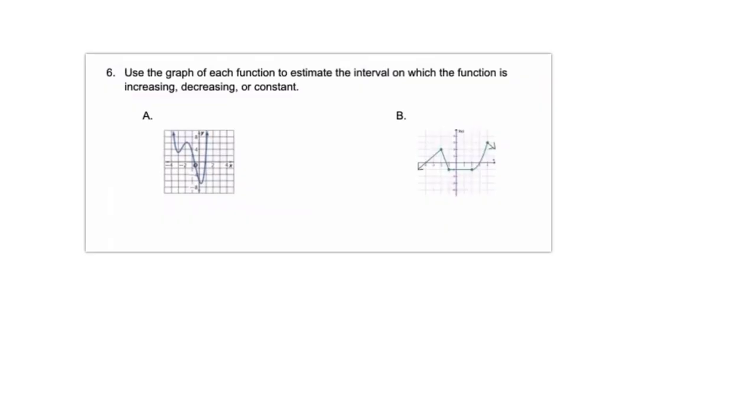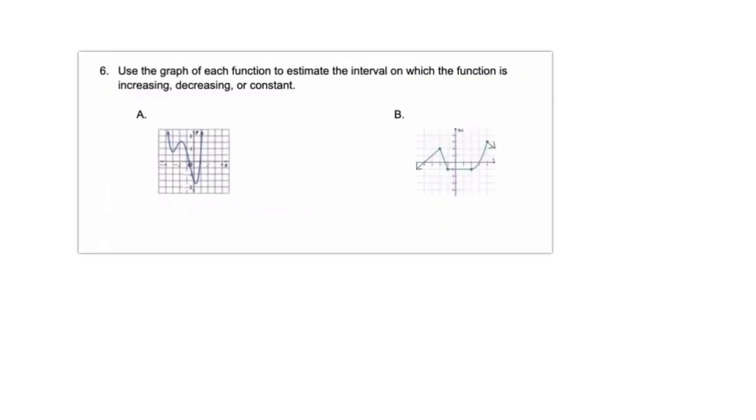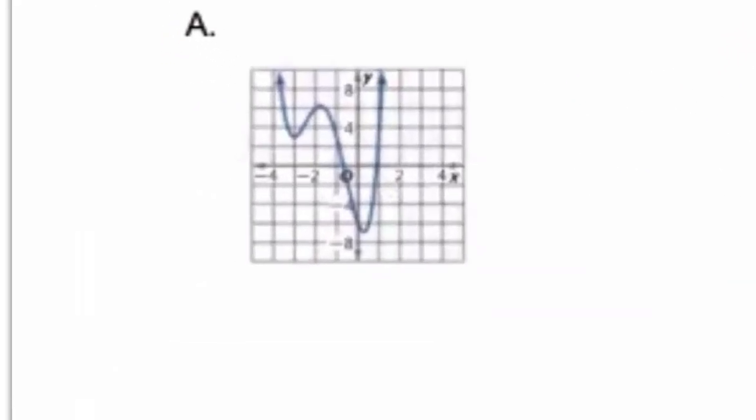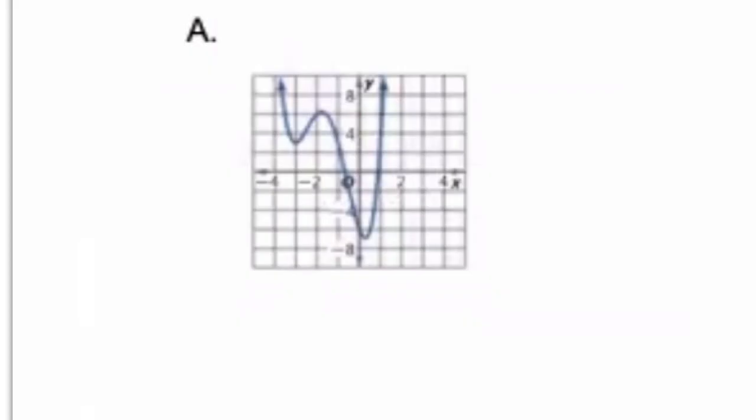Okay, use the graph of each function to estimate the interval on which the function is increasing, decreasing, or constant. Okay, this is gonna be awesome. Oh my God, this can be so easy compared to what we've been doing. So let's be very clear. This thing is decreasing as it goes down from left to right. So I'm gonna do a little red action to denote where it's decreasing. Where's this thing going down from left to right?